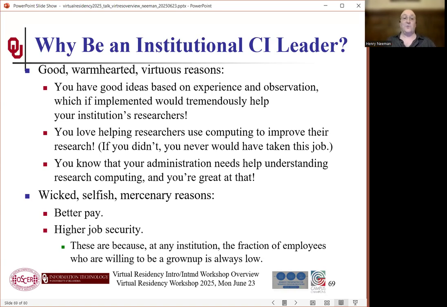Now, the wicked selfish reasons: it pays better, and you have more job security because, let's be honest, anywhere you go in any human endeavor, the fraction of participants who are willing to be a grown-up, who are willing to take responsibility, take ownership, and not just do their 9 to 5 and go home, but willing to take ownership, that fraction is always too low.